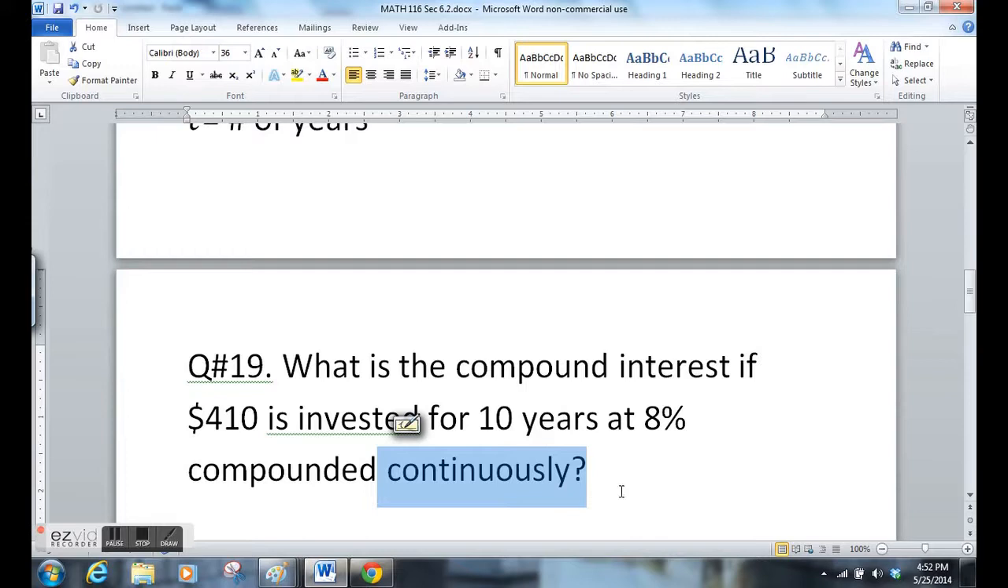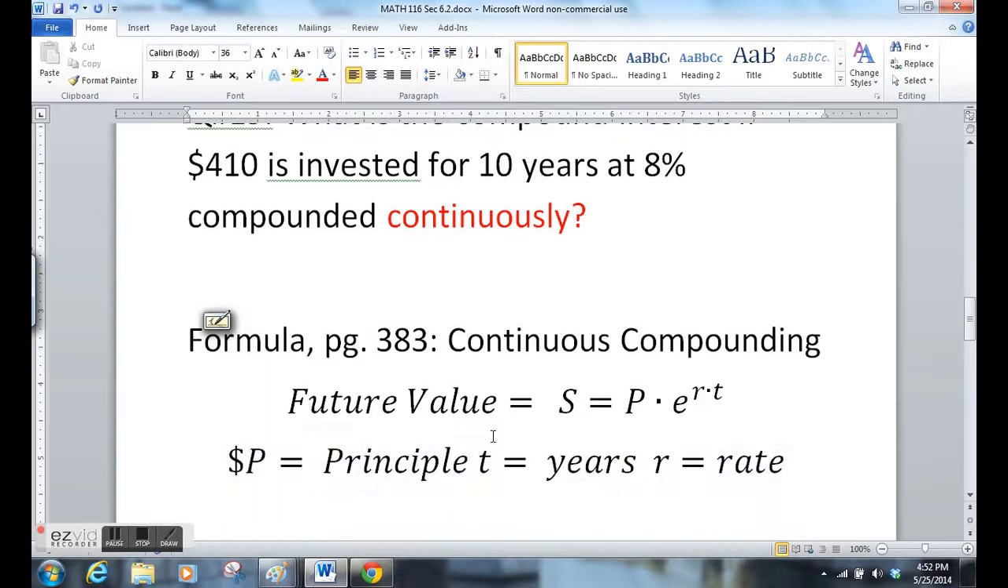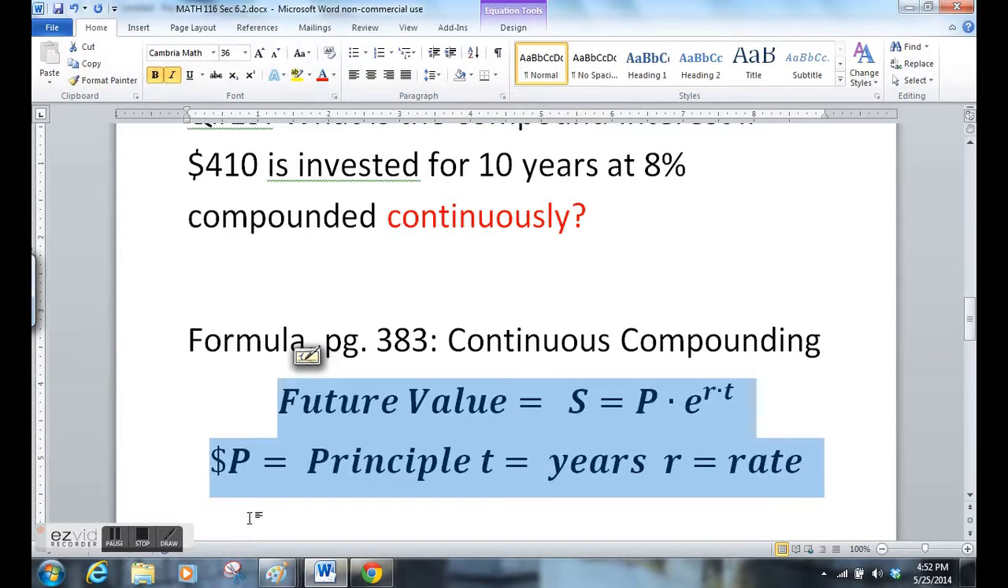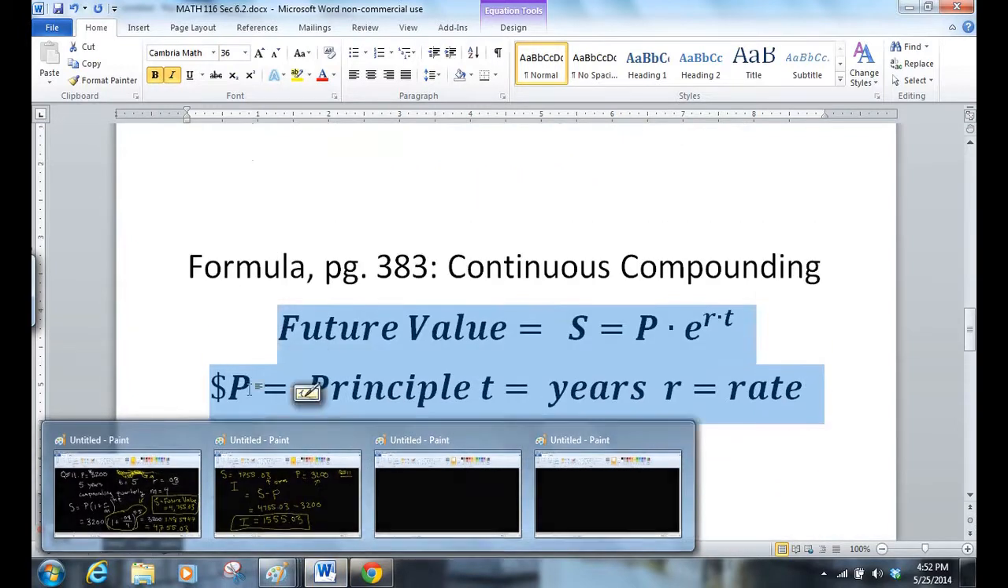So compounding continuously. This is your red flag to use this formula. And this is page 383, the continuous compounding formula. It's right here, and you're definitely going to want to write this one also on your card. Future value, S, for continuous compounding is P, principal, times e, the exponential, raised to the RT, where P is your principal, T is years, and R is the annual rate. Let's look at a problem using this one.